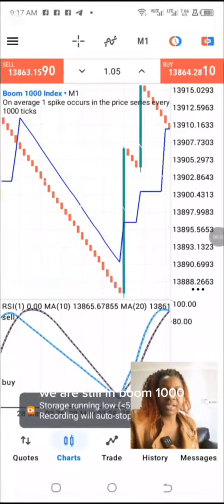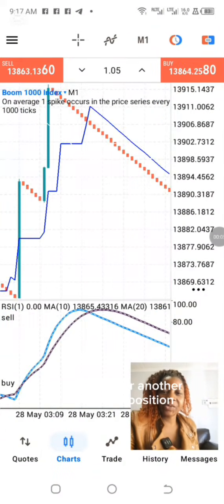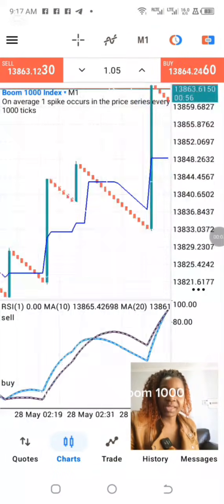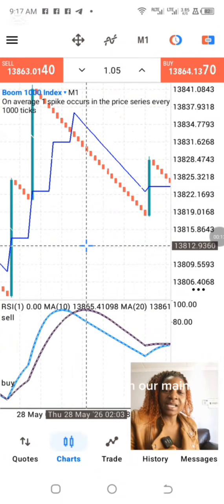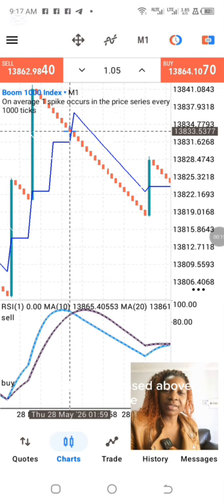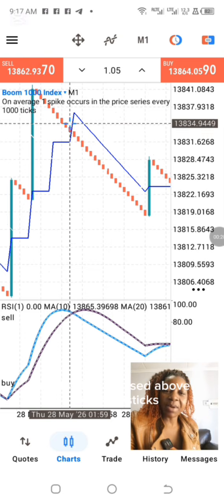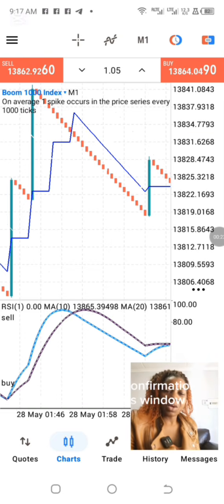We are still in Boom 1000, and let's look for another perfect entry position. Here's another perfect entry position. As you can see on our main chart, the Ichimoku, the blue line, crossed above the price, above the candlesticks, and we come for confirmation on our indicators window.